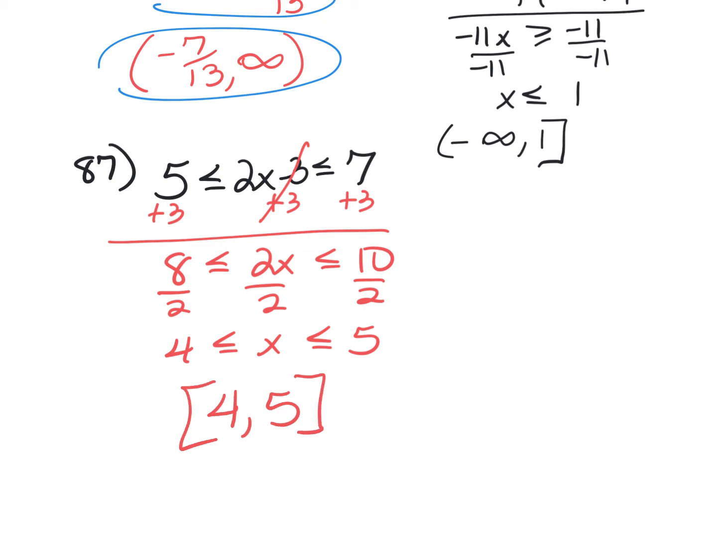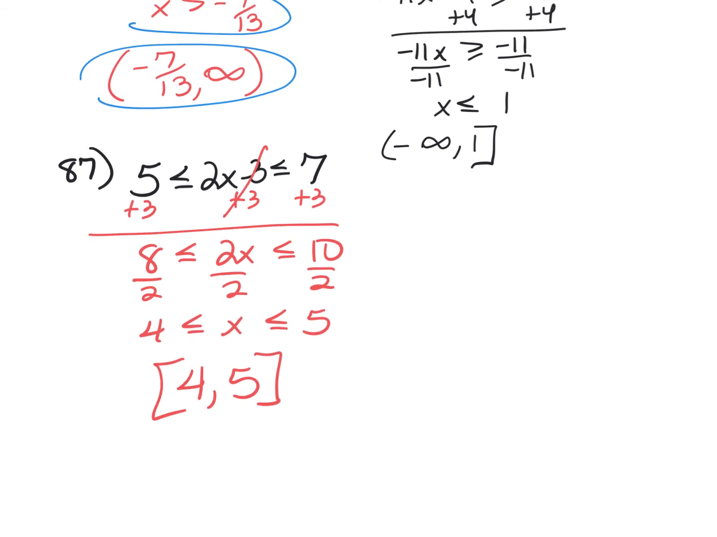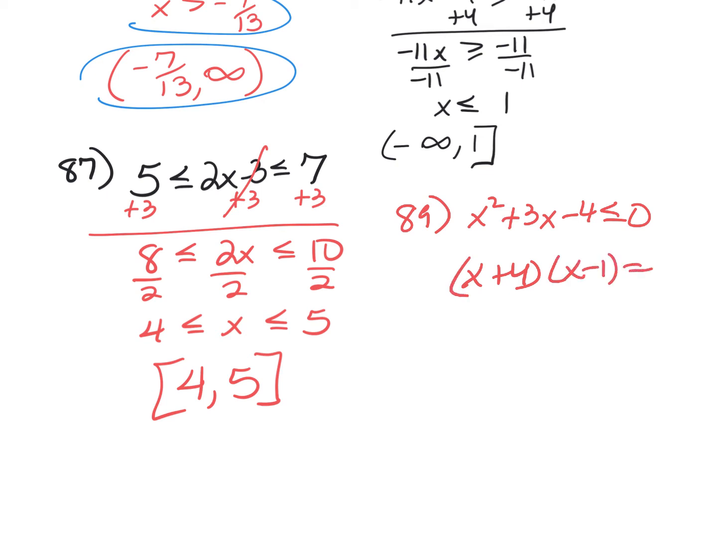Then number 89. This one is quadratic. So again, what I'm going to do here, this is where we do our x check thing. So 89 is x squared plus 3x minus 4 less than or equal to 0. So I'm going to factor it. I'm going to factor it as if it were equal to 0. So I would get (x plus 4)(x minus 1), because these are going to be my cutoff points.